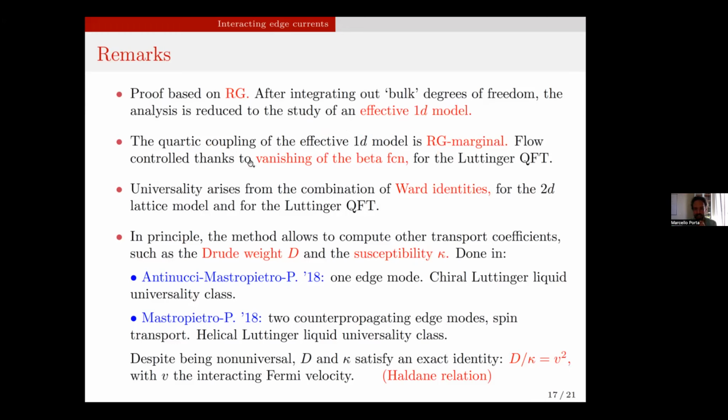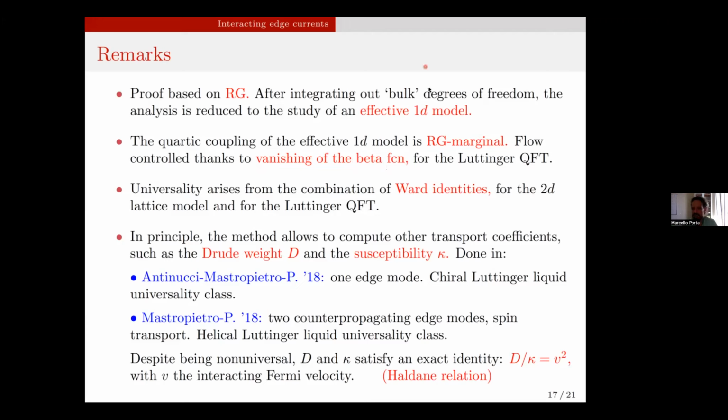But what we crucially use here is the integrability of the Luttinger model. The integrability of the Luttinger model, from the renormalization group point of view, tells you that this dynamical system converges to a limit thanks to the vanishing of the beta function. So this is, of course, an important concept in the renormalization group terminology, which plays a very crucial role for our analysis. So all of this allows Marcello, sorry, there is a question in chat.